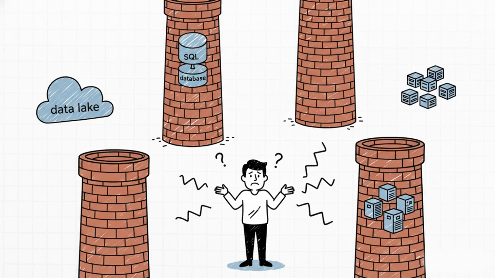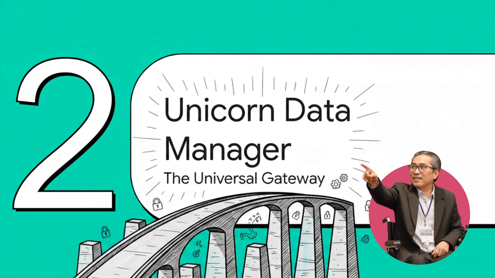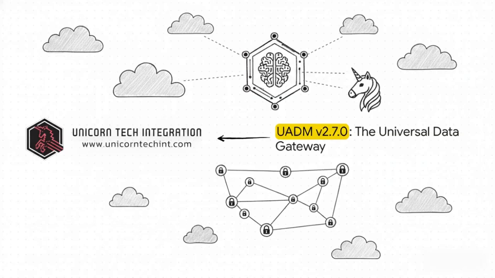Section 2. Enter Unicorn Data Manager. Meet the Unicorn AI Data Manager, UADM version 2.7.0. The best way to think about this isn't as a replacement for your current admin tools, but rather as a universal data gateway. It's this incredibly smart AI-powered control layer that sits right on top of all your scattered databases and basically supercharges your management capabilities. It ties everything together into one unified, intelligent workspace.